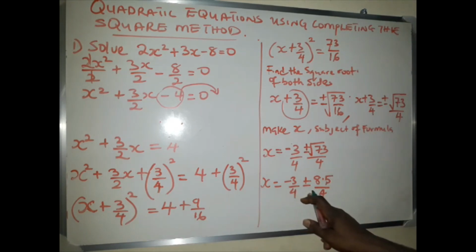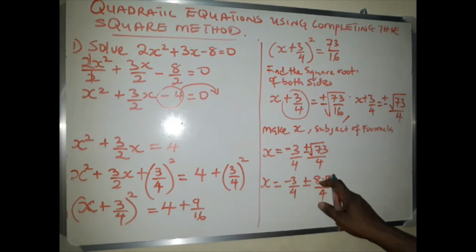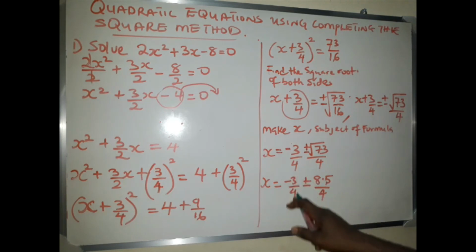Now you can see something very interesting here. We have minus 3 all over 4 plus or minus 8.5 all over 4. Now this is a fraction while this is another fraction. So you note your fractions. When we talk about like fractions and unlike fractions, like fractions have the same denominator. And when you're adding or subtracting like fractions, it's always very easy.